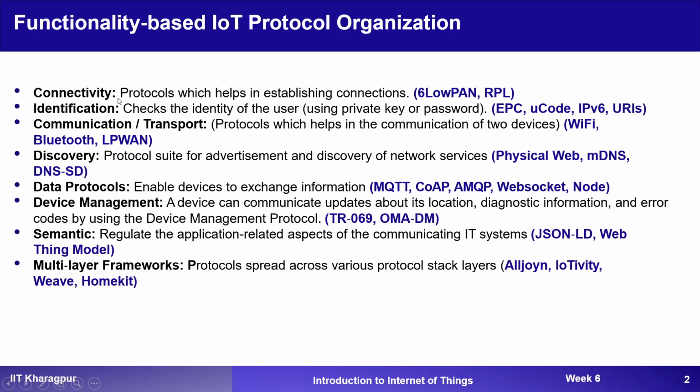So first of all, your connectivity protocol. These are the protocols which are helpful in establishing the connection between two IoT devices. Examples of connectivity protocols can be 6LoWPAN and RPL.